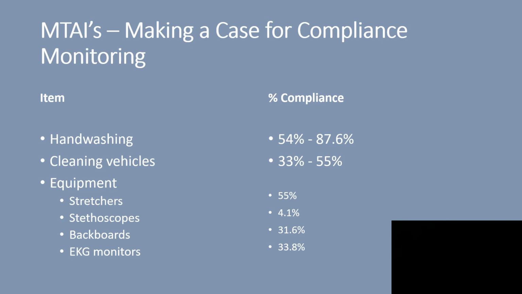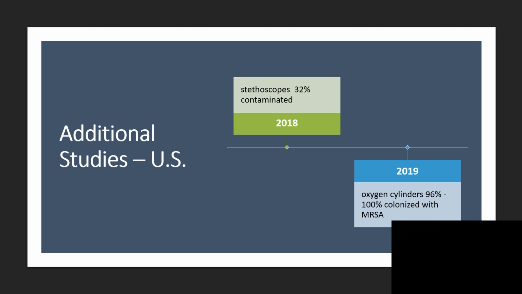So, in looking at some additional studies from the United States that were reported in a study from another major university, it found that stethoscopes were contaminated 32% of the time, and oxygen cylinders were 96% to 100% of the time contaminated or colonized with MRSA.